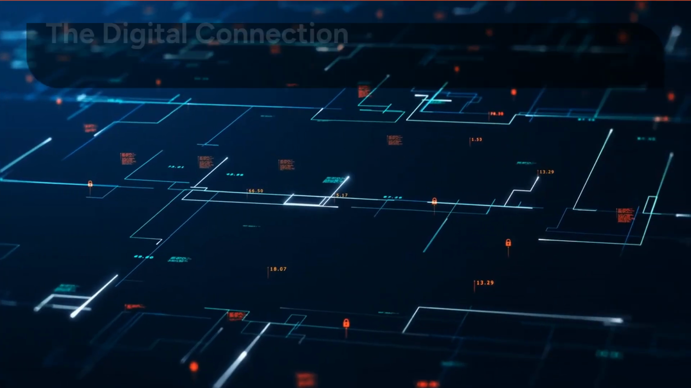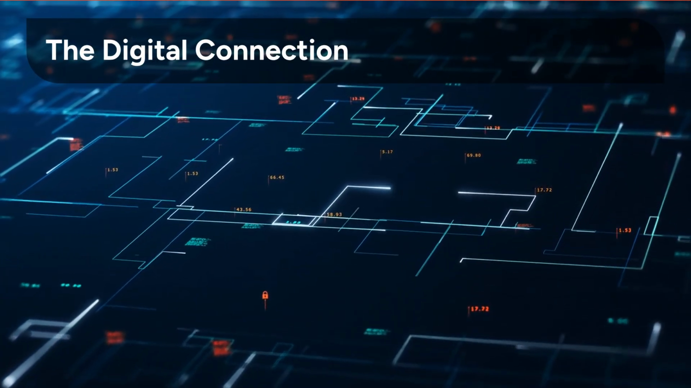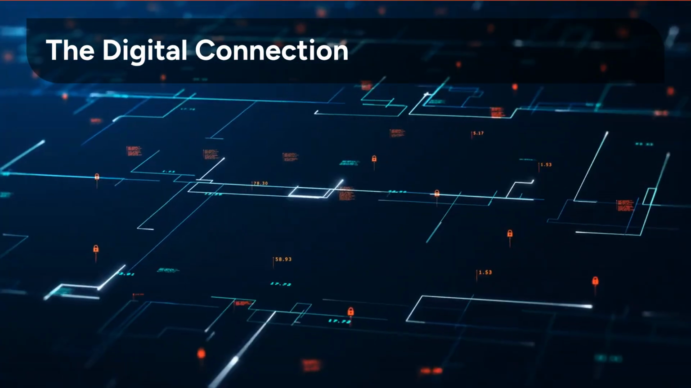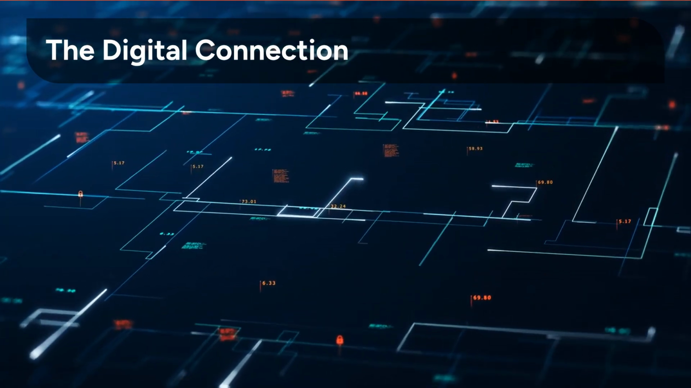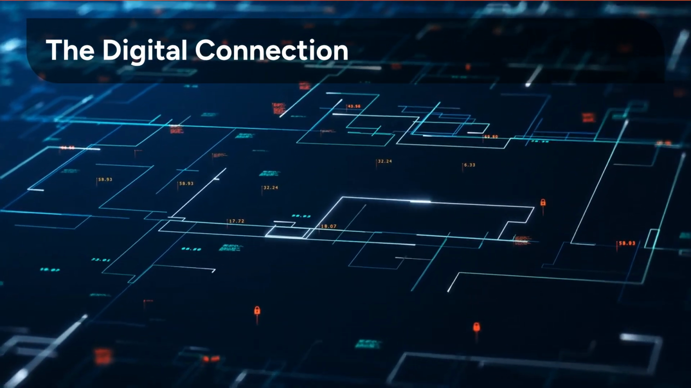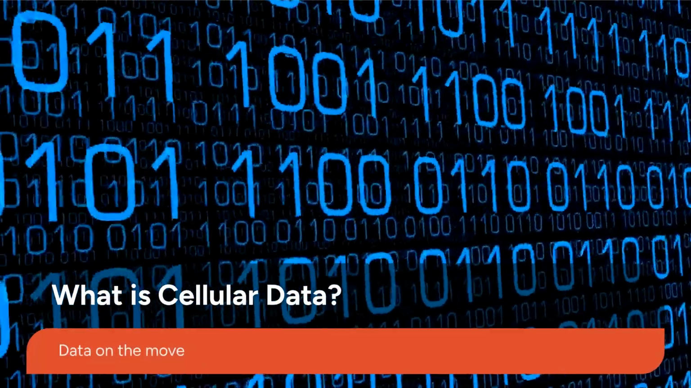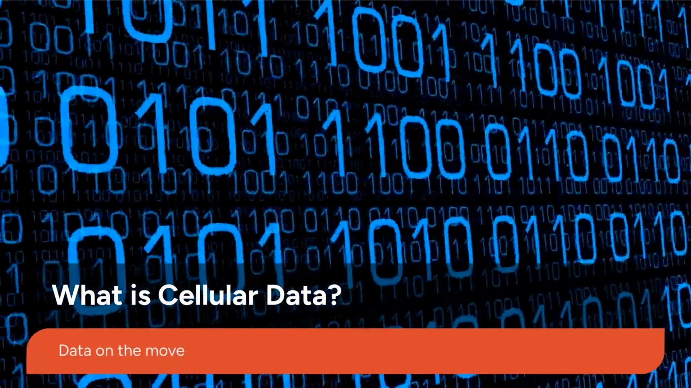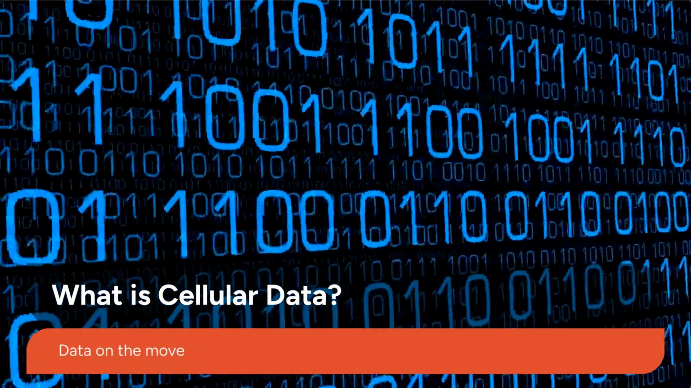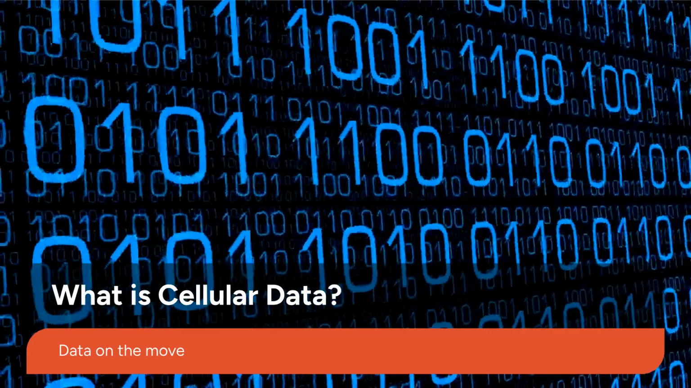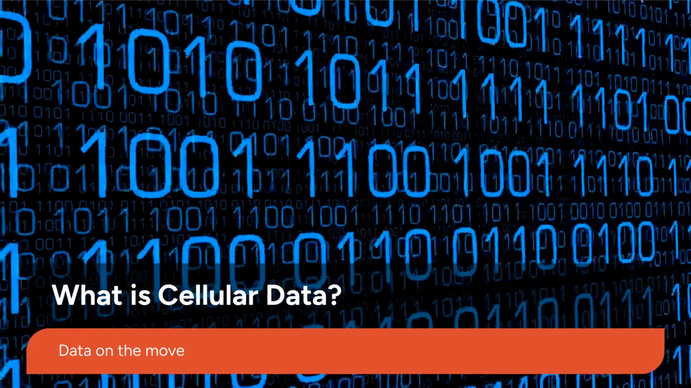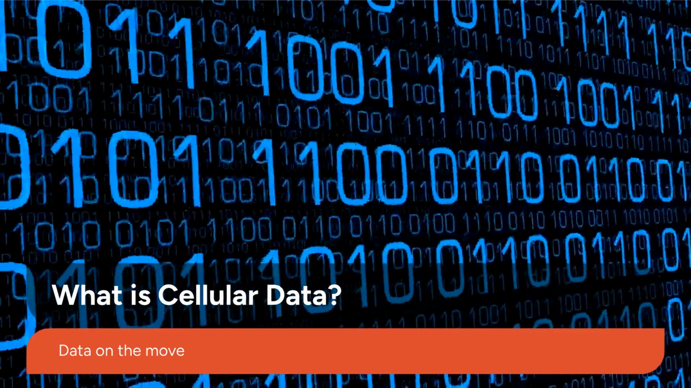Cellular data is the invisible backbone of modern mobile communication, enabling everything from sending a text to streaming high-definition video on the go. Cellular data is the digital information transmitted over mobile phone networks, distinct from Wi-Fi. It's crucial because it provides connectivity almost anywhere, freeing us from fixed network hotspots.